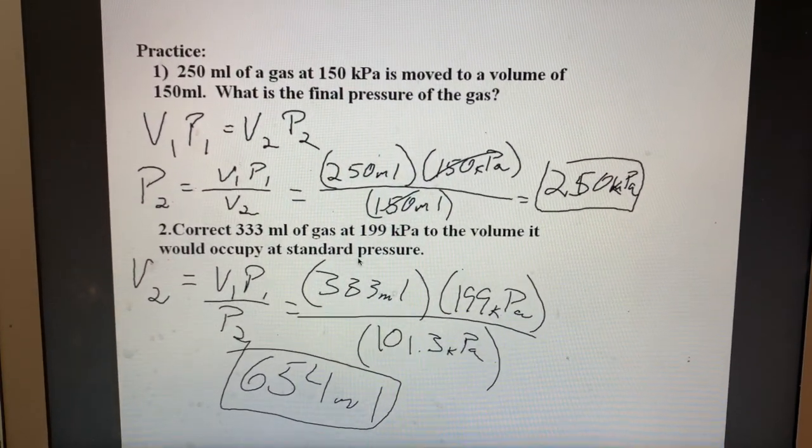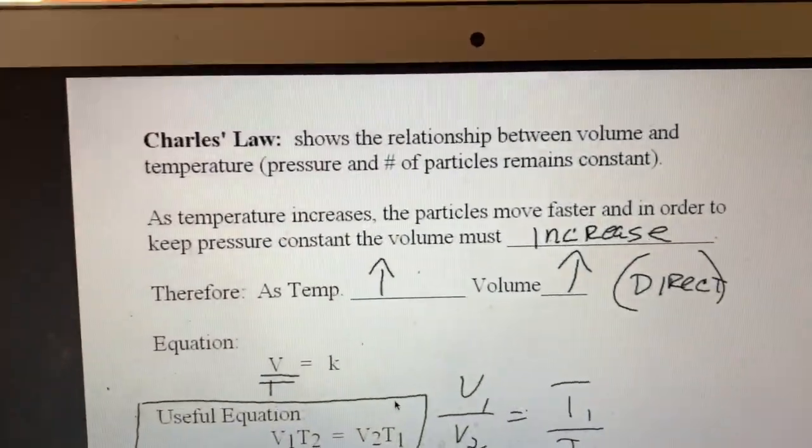All right, so let's move on to our next gas law. Our next gas law is Charles's law.